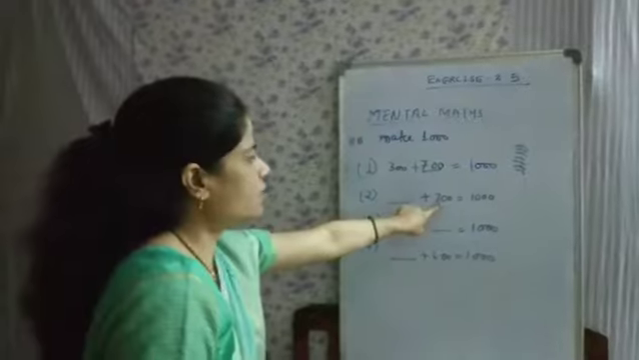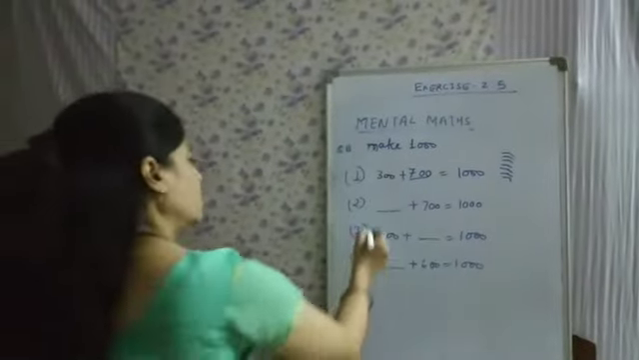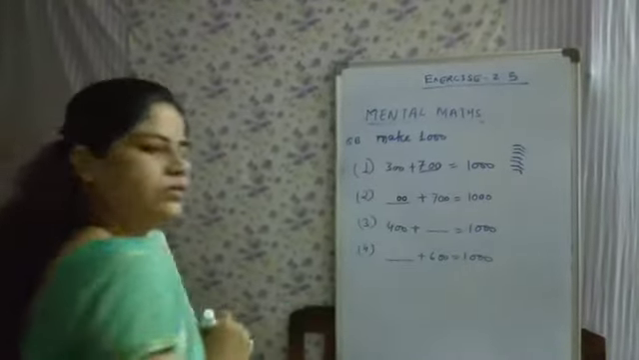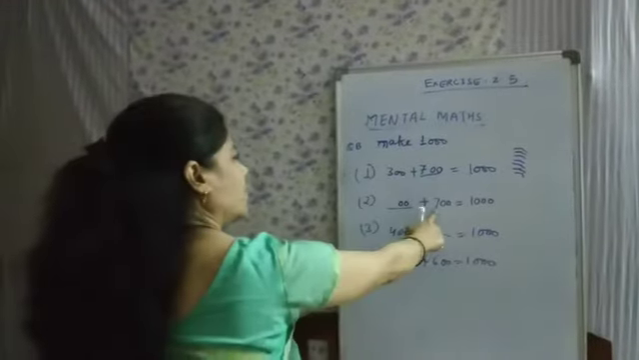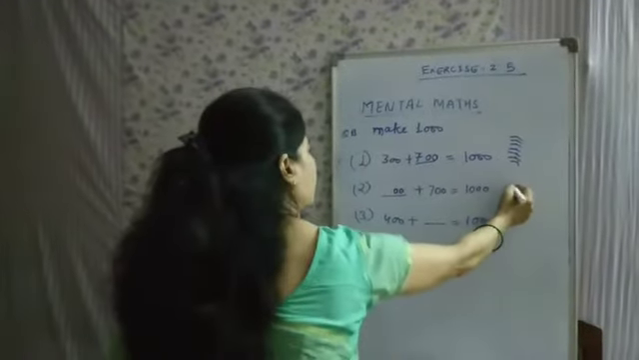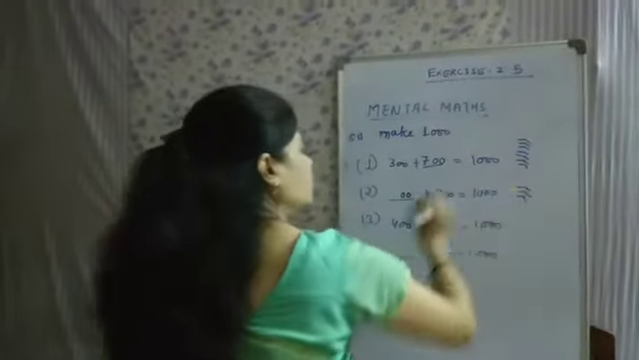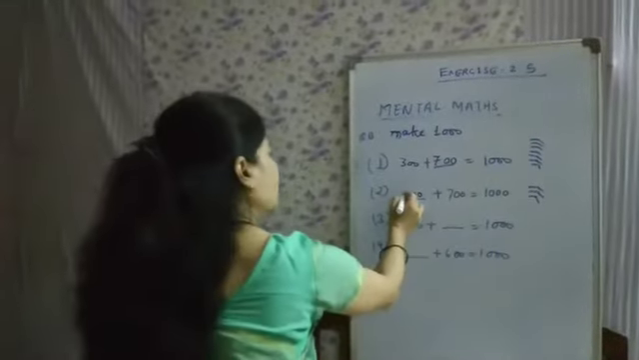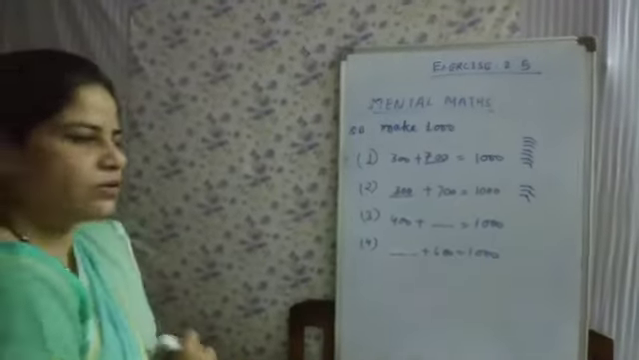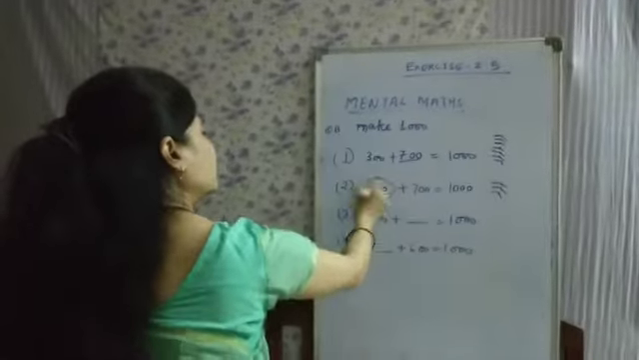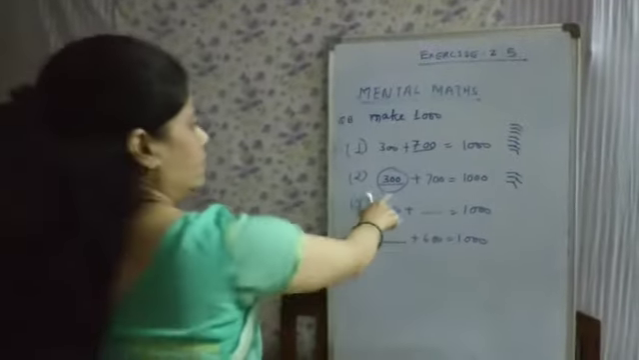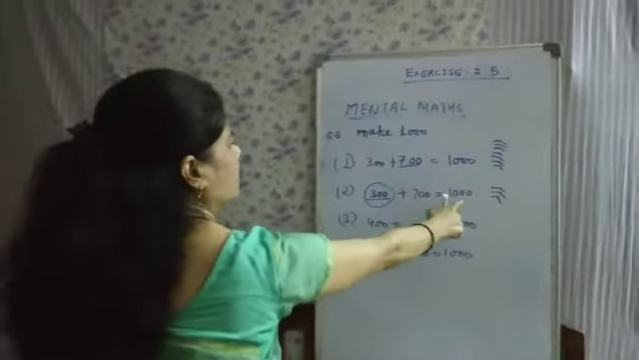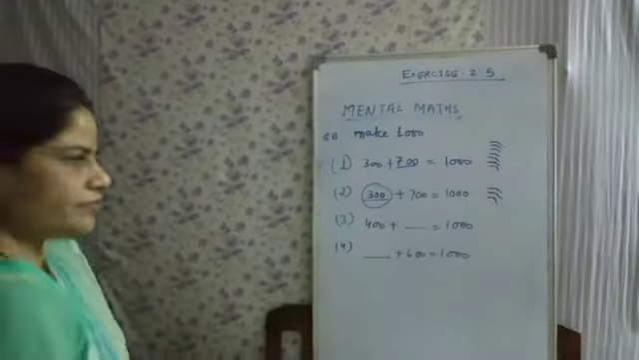So how many zeros here in 700? 2 zeros. So write 2 zeros in blank. And after 7 you have to count up to 10. 8, 9, 10. How many lines you get? 3 lines. So write 3 after these 2 zeros. What will you get? The number is 300. So when you add 300 and 700, you will get 1000.